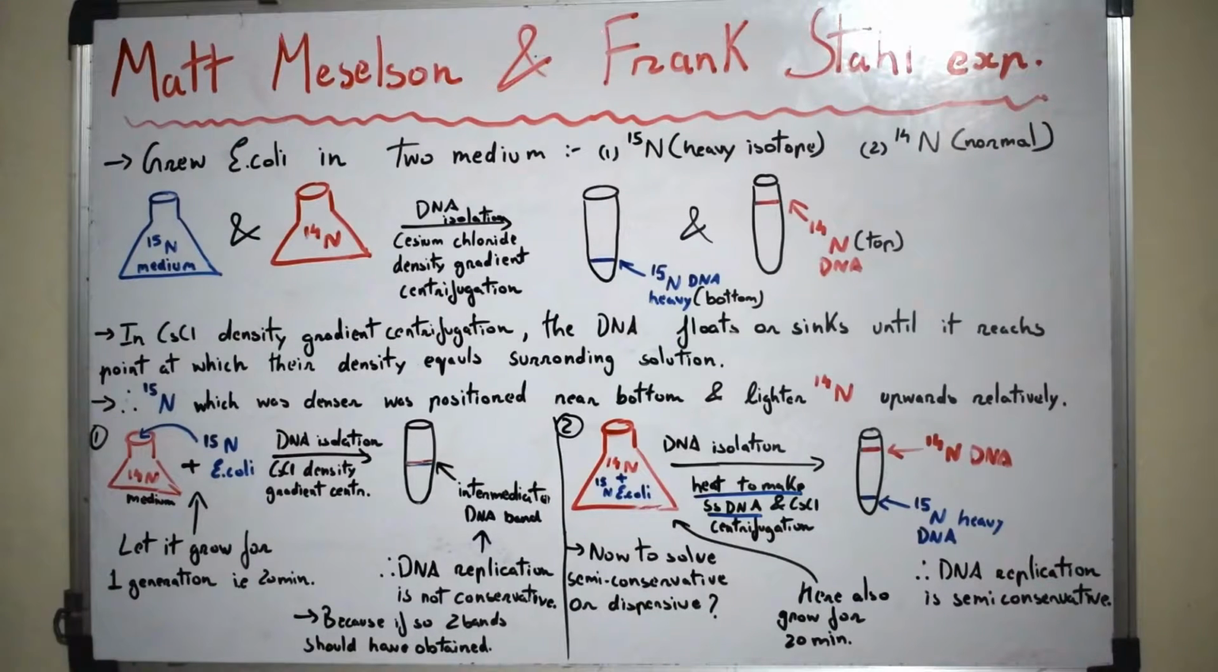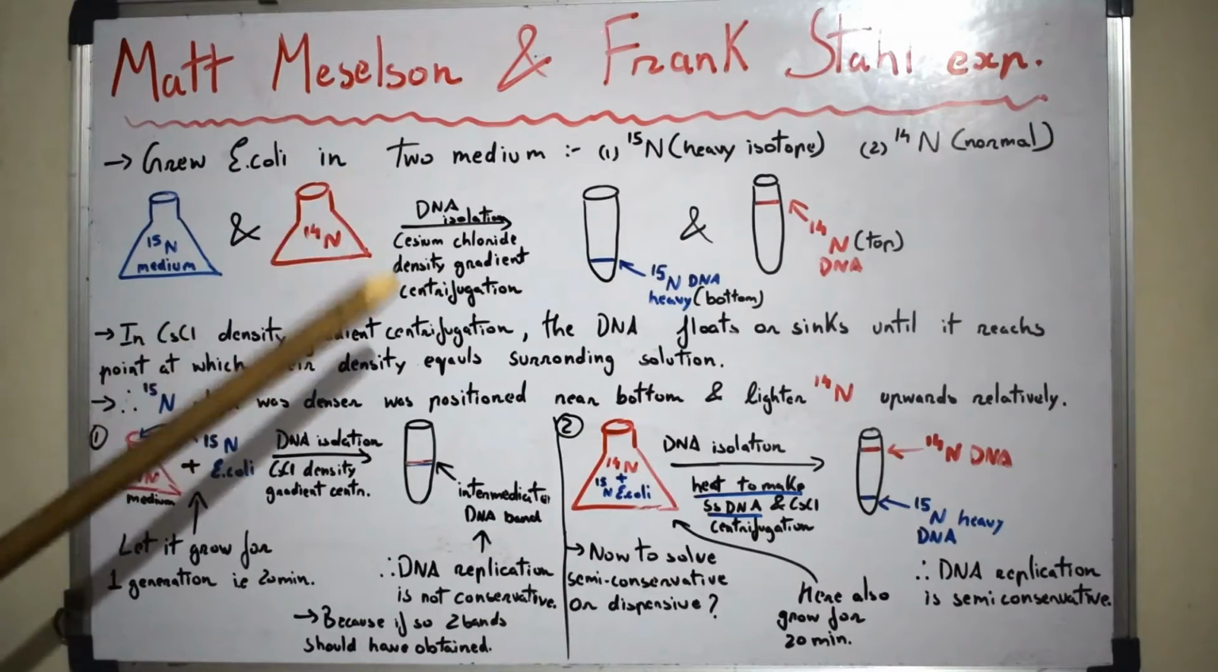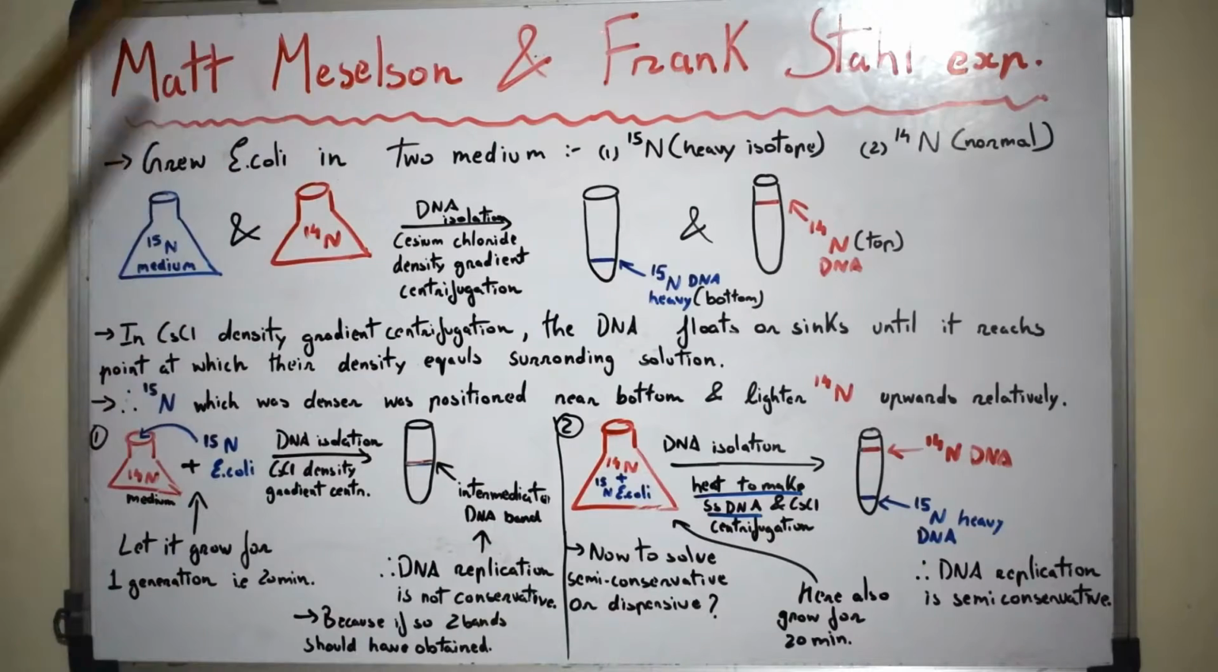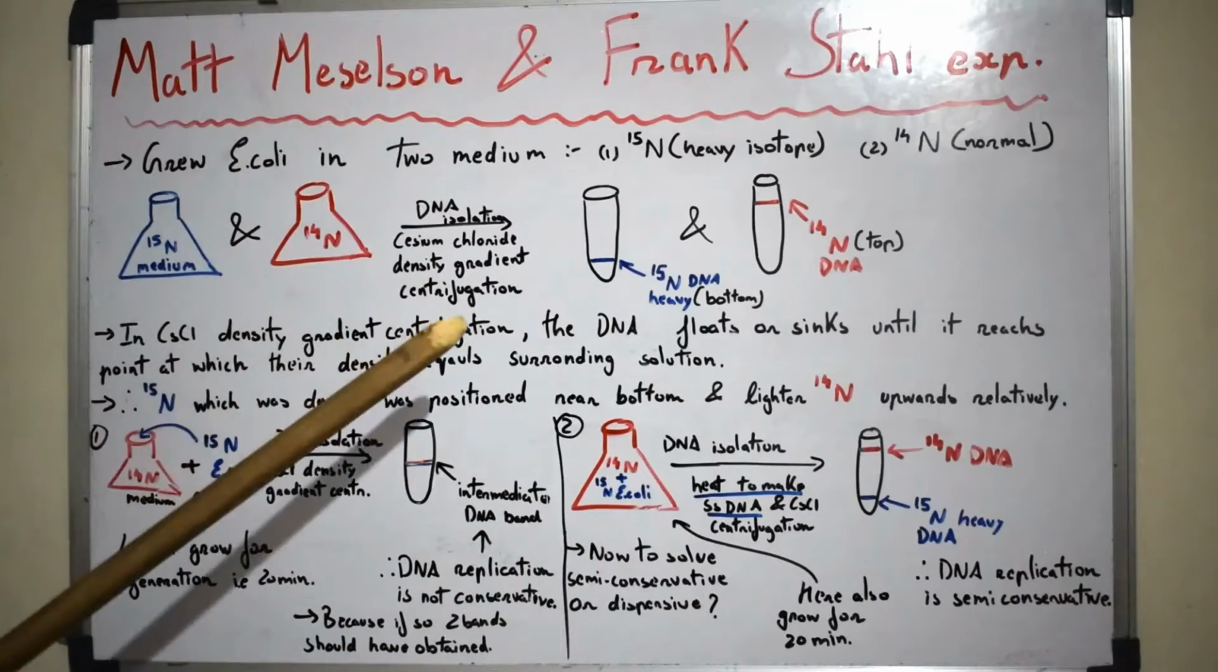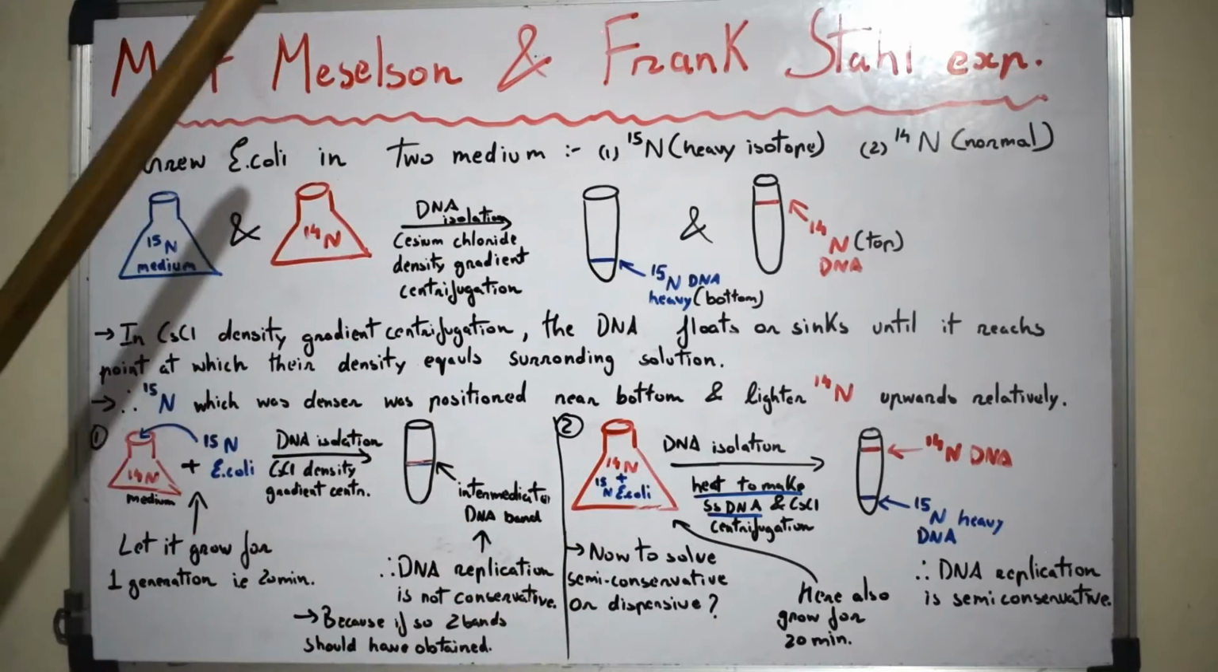So welcome back everyone. Now we are going to talk about the experiment by Matthew Meselson and Franklin Stahl. As I discussed in my previous video, the DNA replication models were of three types. The first was the semi-conservative, the second was the dispersive, and the third was the conservative.